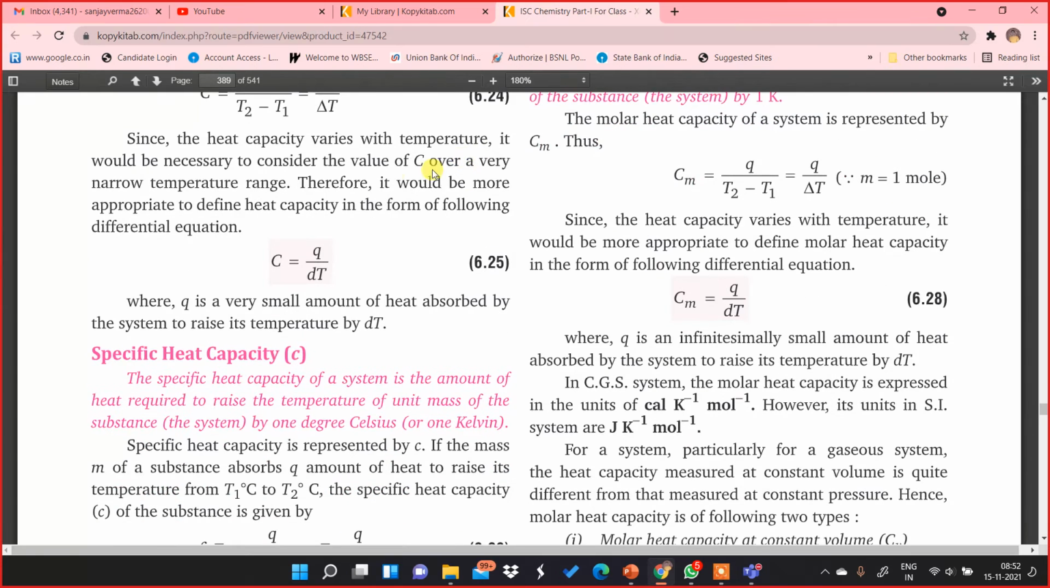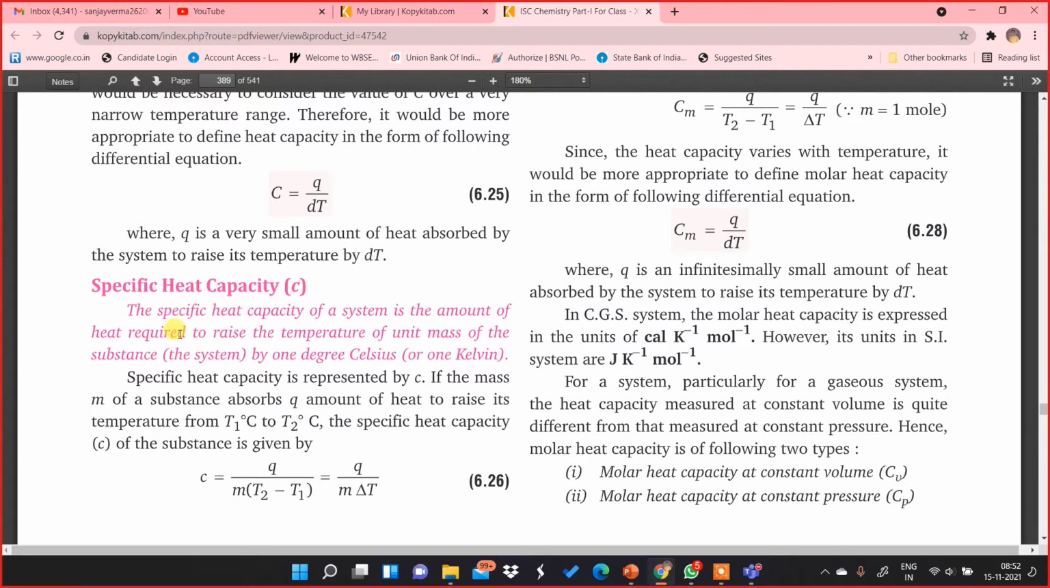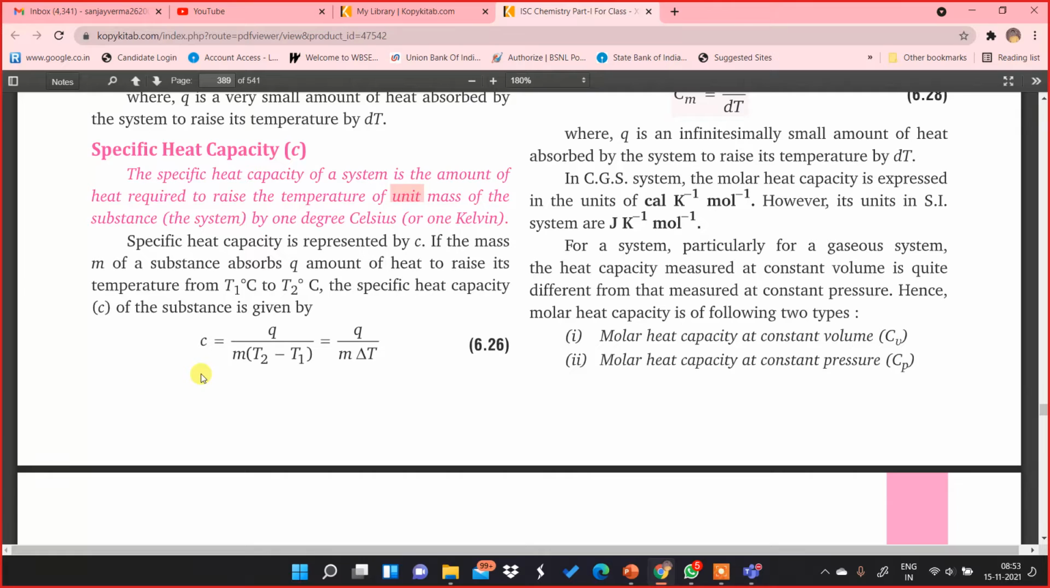Now, the other term over here is specific heat capacity, represented in this chapter as small c. Here, the specific heat capacity of a substance is the amount of heat required to raise the temperature of unit mass. Whenever mass comes into play over here, then we have specific heat capacity. A unit mass of a substance, maybe 1 gram or 1 kilogram or 1 quintal, whatever, by 1 degree Celsius or 1 Kelvin, is called specific heat capacity. So when mass is included, the heat capacity becomes specific heat capacity.